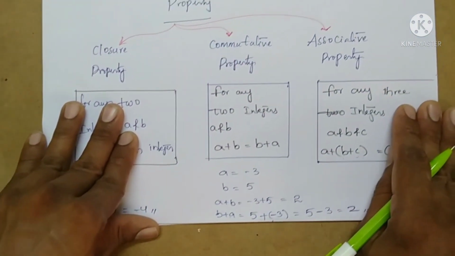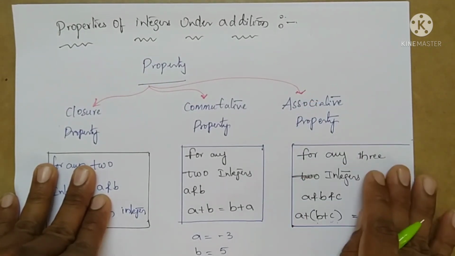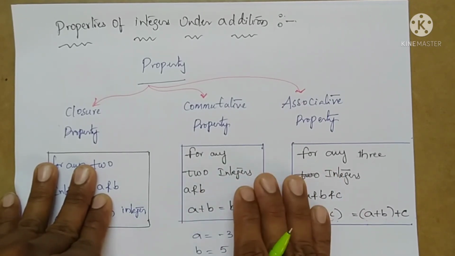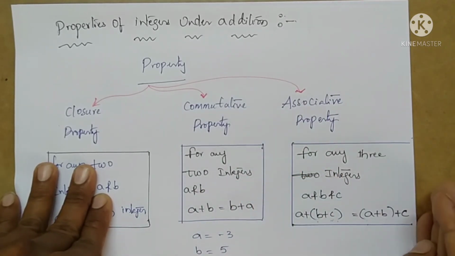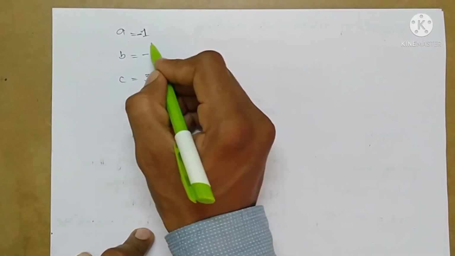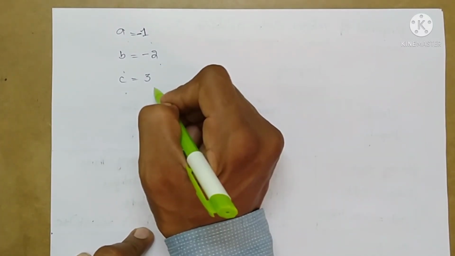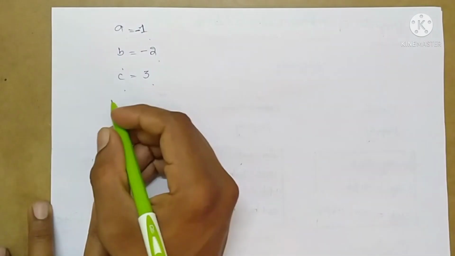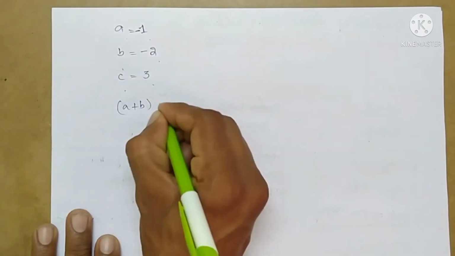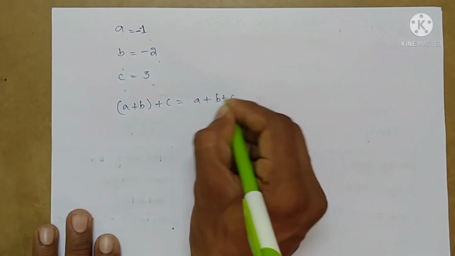Okay. Next one, the associative property. For any three integers a, b and c, (a plus b) plus c is equal to a plus (b plus c). So let's take a equals minus 1, b equals minus 2, c equals plus 3. So in the associative property, (a plus b) plus c equals a plus (b plus c), right?